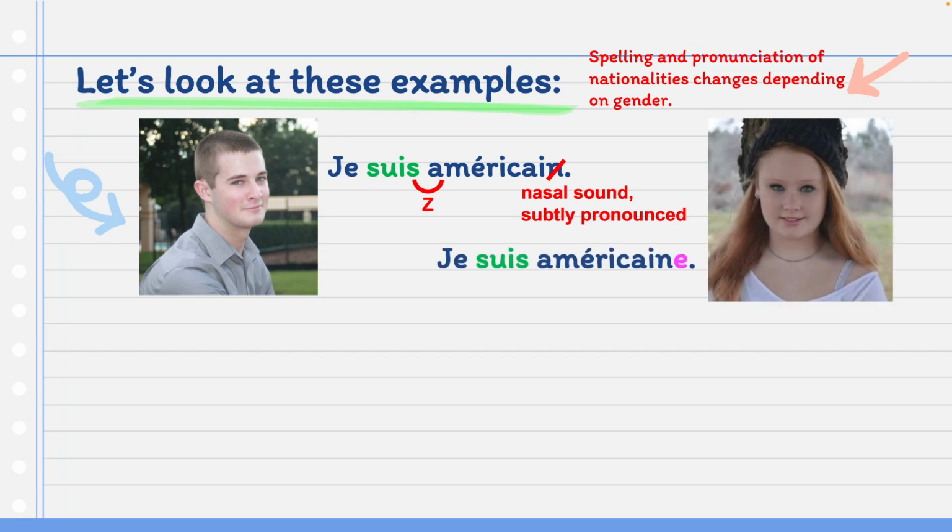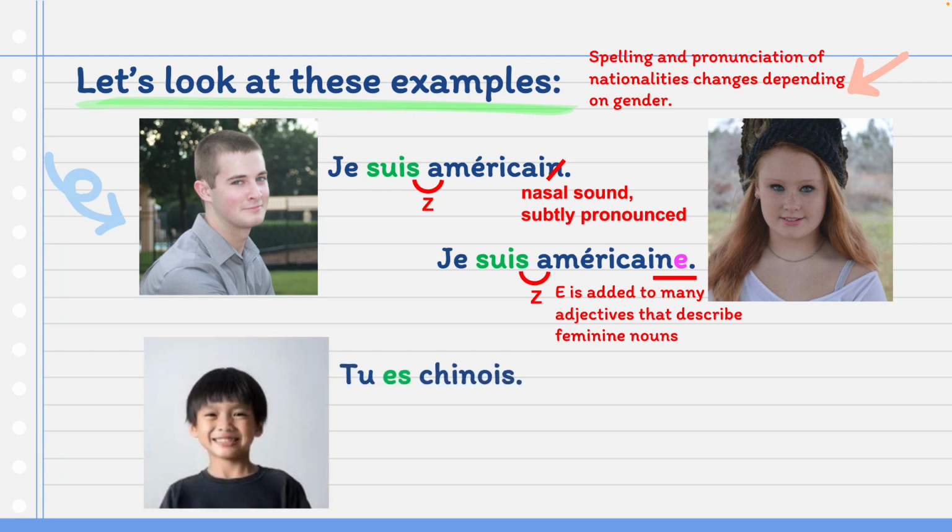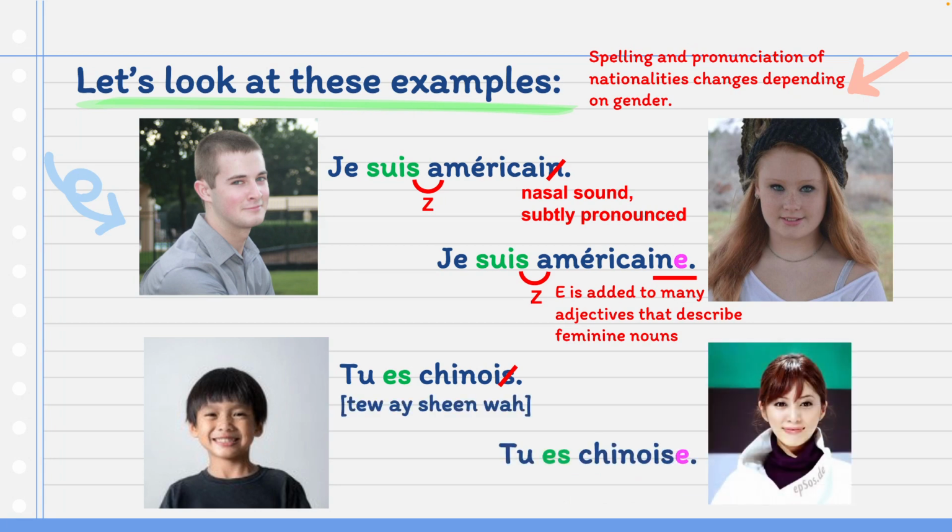If we have a girl, we add an E at the end of américain. So we would say, Je suis américaine. The E is added to adjectives that describe feminine nouns, usually. Here we have a boy, you are Chinese, tu es chinois. We don't say the S on chinois. If we have a girl or a woman, we add an E to chinois, so it becomes tu es chinoise, and now we can pronounce the S.